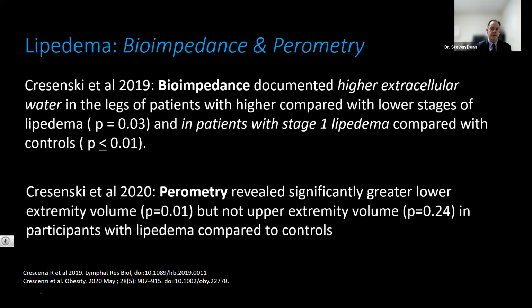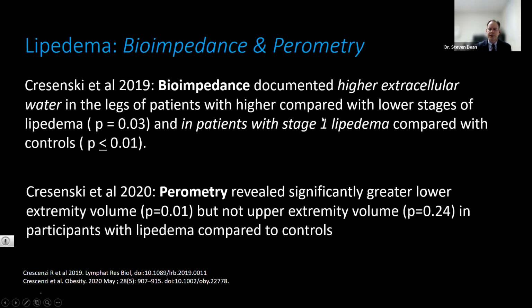Both of these articles came from Dr. Rachel Krasinski's work out of Nashville. Very, very good articles. And look at the first one where she utilized bioimpedance and documented higher extracellular water in the legs of patients. It was higher compared with lower stages of lipedema. That's statistically significant. So that makes sense, right? It's more likely to have more volume in a limb of a patient that has advanced or stage 3 lipedema versus stage 1. But also, she noted that even in patients with stage 1 lipedema, they had increased extracellular water when compared to an age and weight matched control.